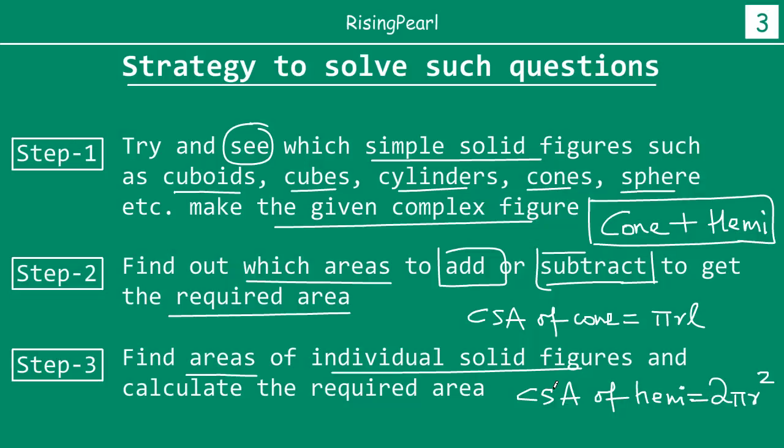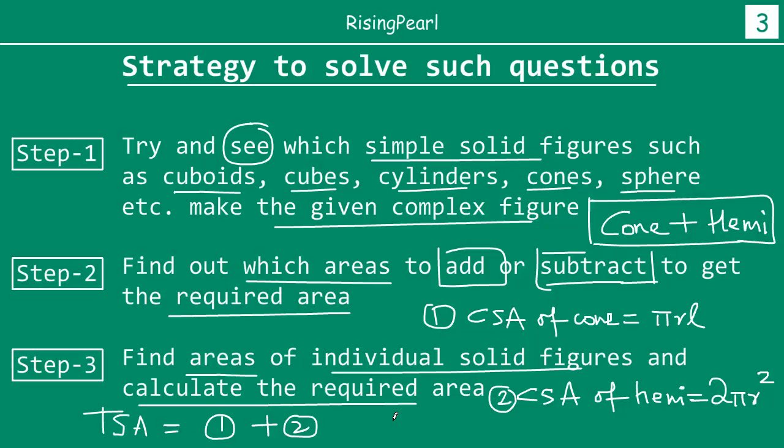So the third step is telling us to calculate the areas of individual solid figures. For us this was number 1 and this was number 2, and then calculate the required area. Using the information from step 2, for us the total area was 1 plus 2, and we got 115 pi centimeter square. So this is how we solve these types of questions, and we are going to look into more examples in the next few episodes.